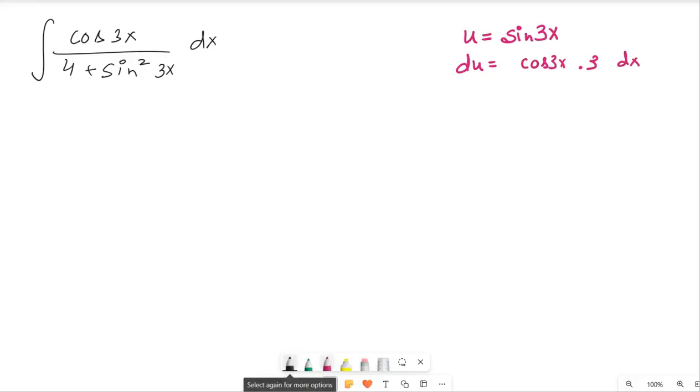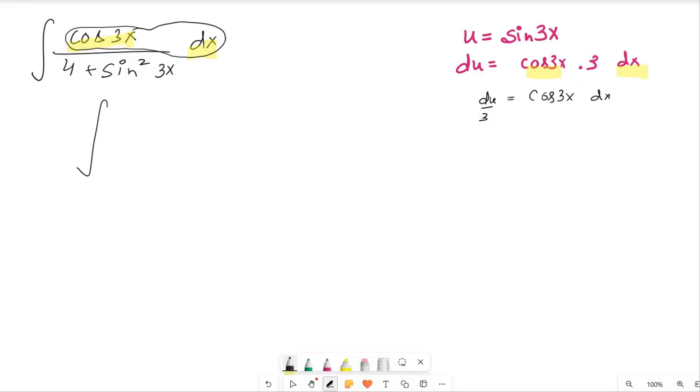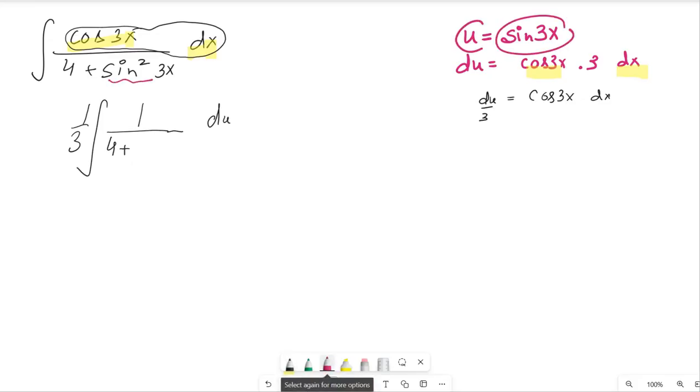So you guys notice why we took this, because cosine dx is already in the question. So cosine 3x dx can be replaced by du by 3. Let's try to make the substitution. Cosine 3x dx would be replaced by du by 3, 1 by 4 plus sine 3x was replaced by u, but this is square, so you're going to look at it as u square.